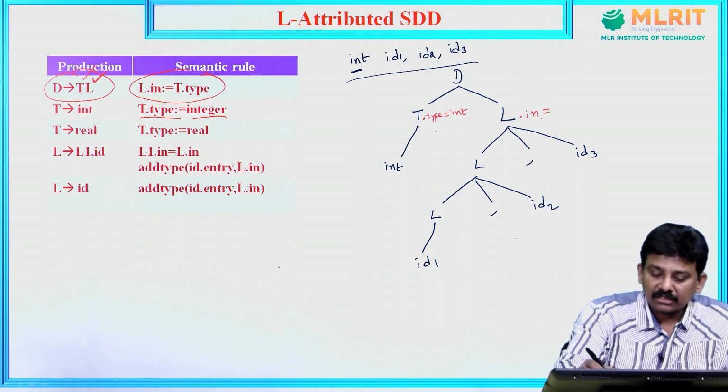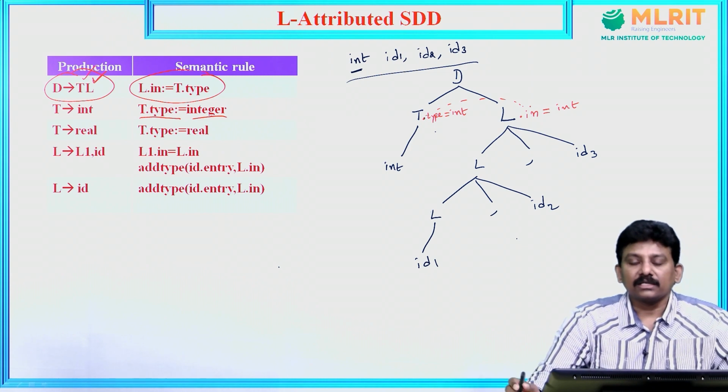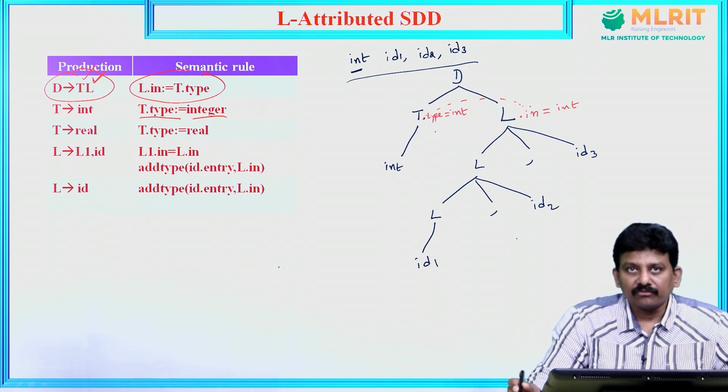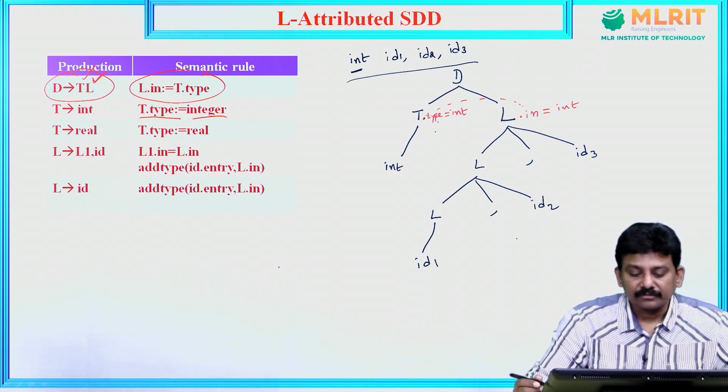So L.in is T.type, and T.type is int. L.in = T.type: from the left sibling we are getting the attribute value. The evaluated attribute value of L is from the left sibling.